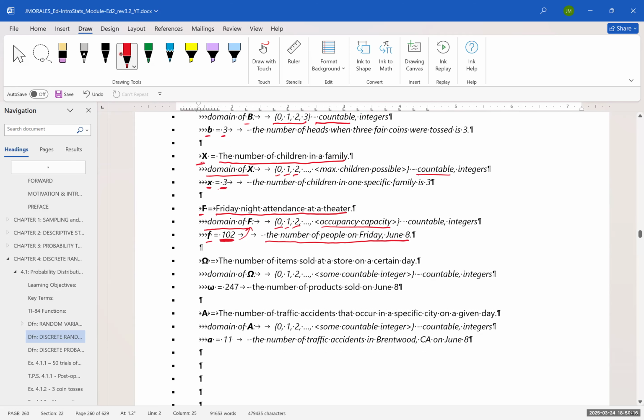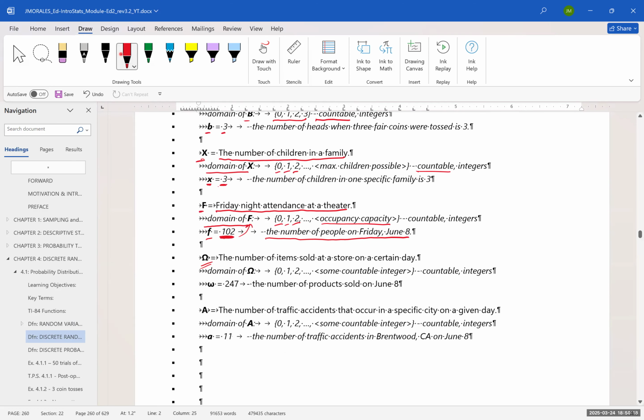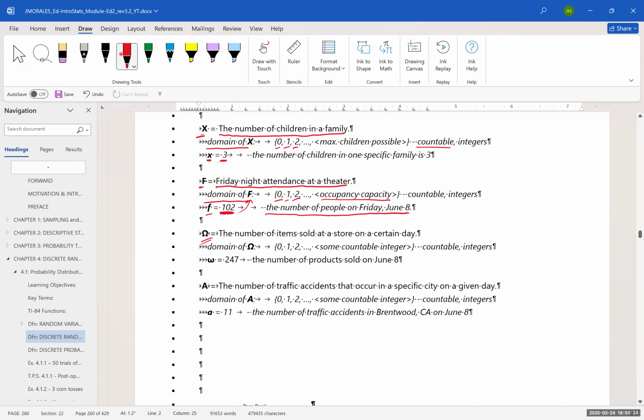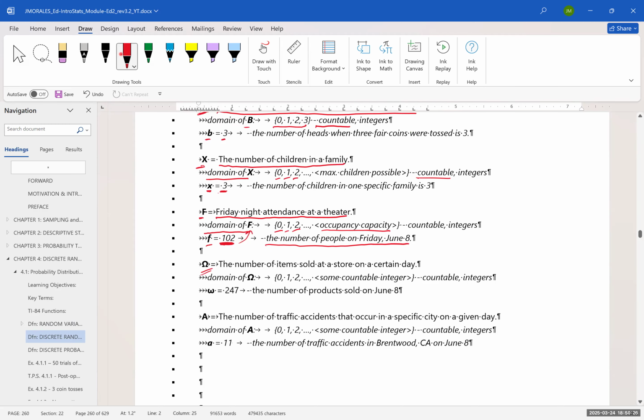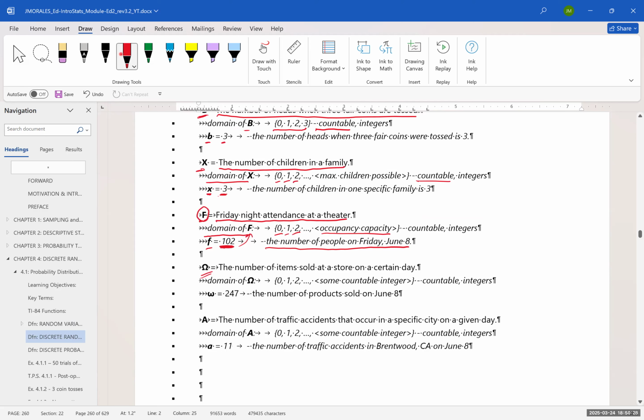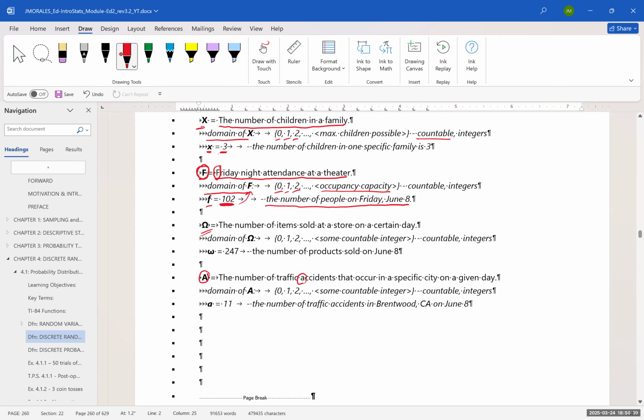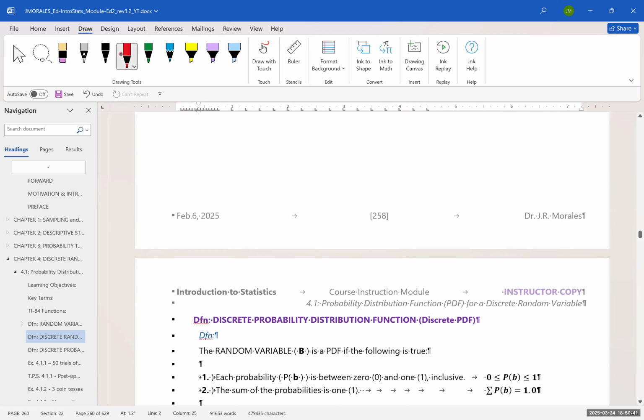And so we don't have to limit ourselves to the English alphabet. We could use Greek, which is not uncommon. And it helps to maybe use random variables that represent something about the definition. We could use capital A to represent accidents.